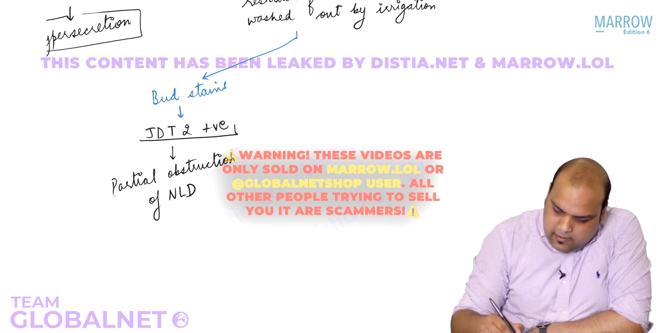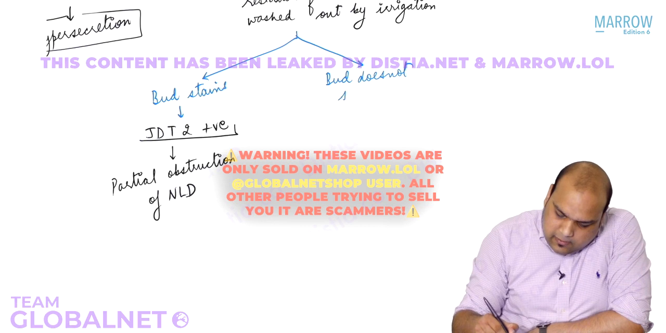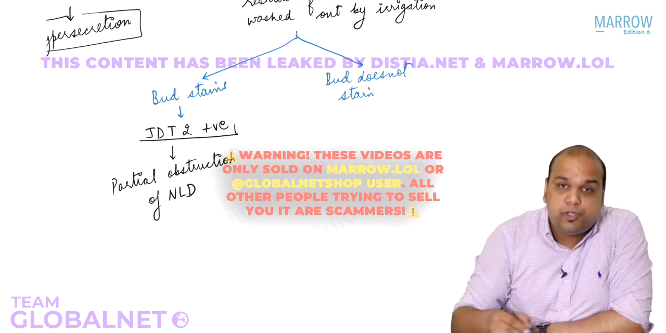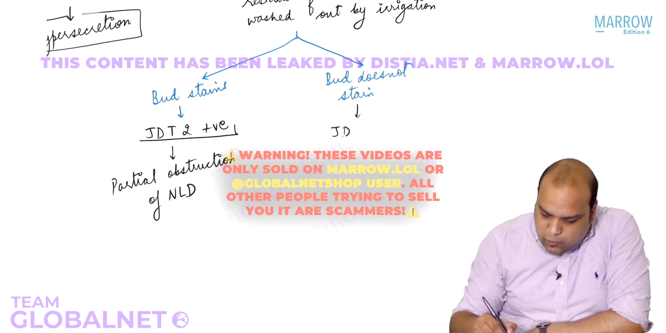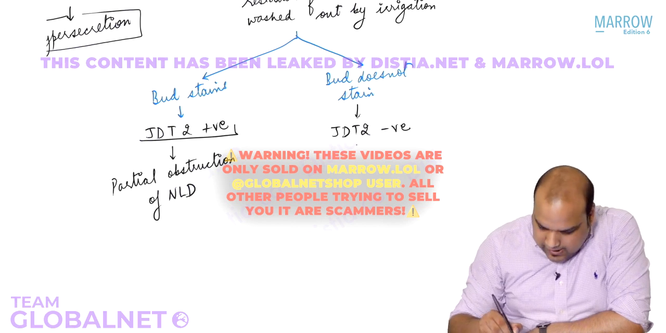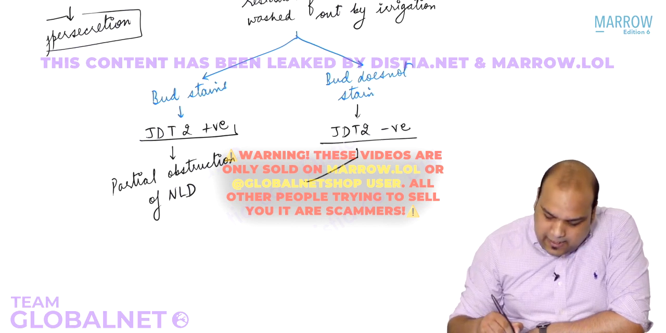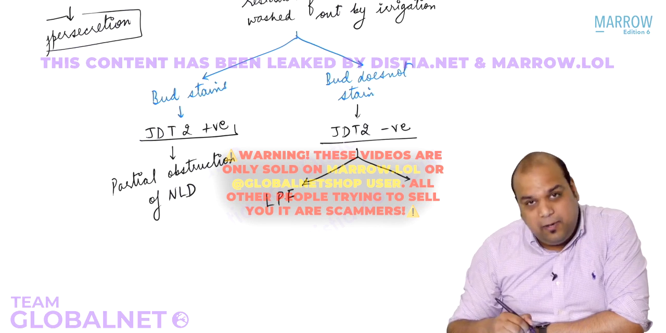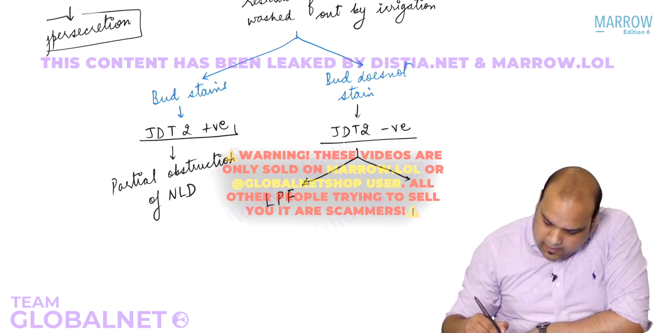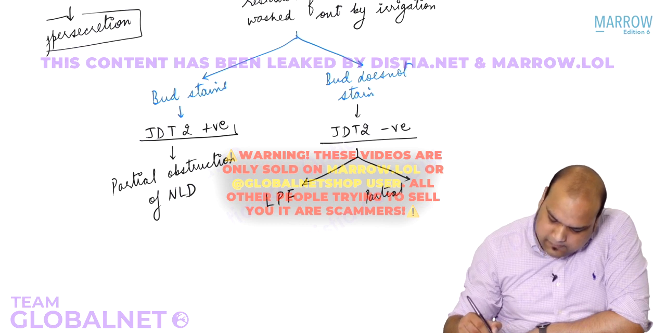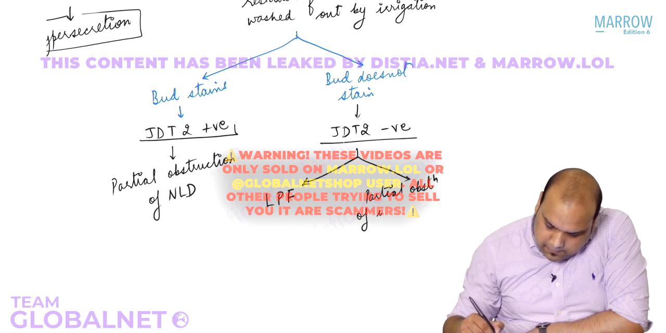Second case, everybody. Again, there is no staining. Bud does not stain. That means still the dye has not been able to wash out. That would indicate that Jones dye test 2 is absolutely negative. If it is negative, I can have two answers, everybody. Either lacrimal pump failure, LPF, I am writing short form, or partial obstruction of upper parts. That means the canaliculi basically.